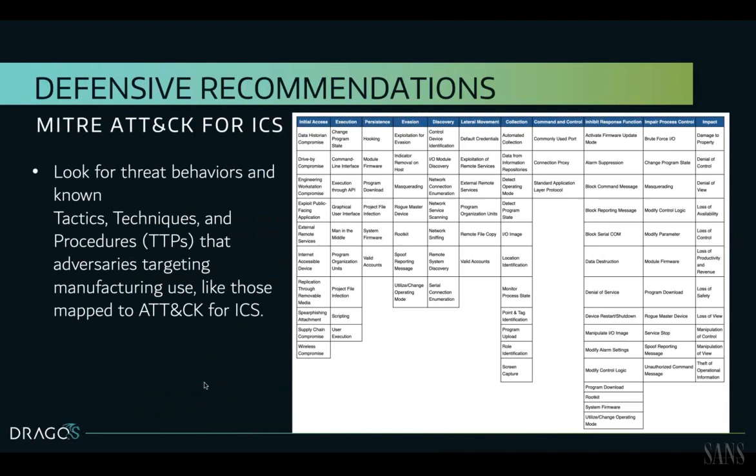So this is a very useful framework, and it enables you to look for threat behaviors and known tactics, techniques, and procedures that adversaries are targeting manufacturing with. Again, MITRE ATT&CK for ICS is a very useful map and framework that you can go through and say, all right, what types of adversaries are using what types of behavior in operations environments, and is it possible for us to defend against it? Are we currently already able to do that? So just a quick shout out to MITRE for that.